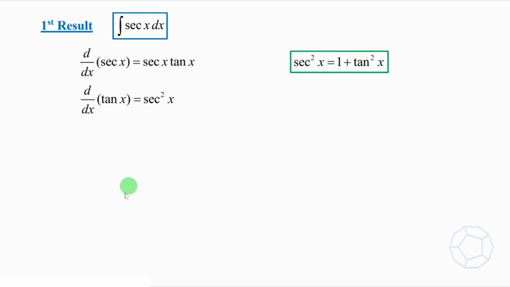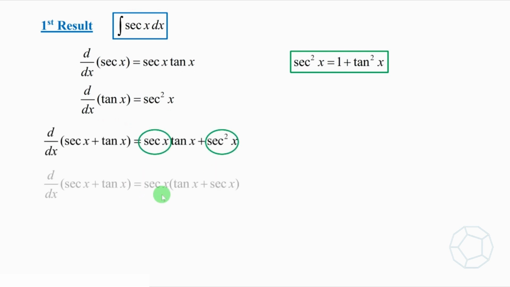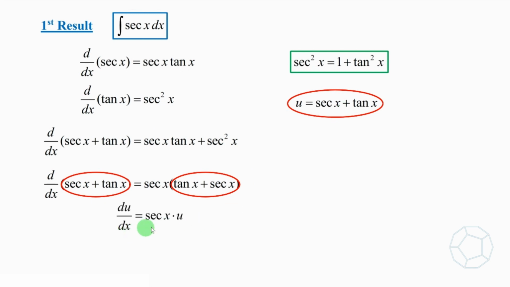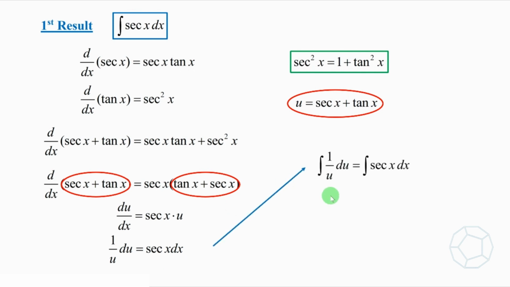Good, let's add them together. Then there's a common factor secant x on the right hand side. Take it out, we have secant x times bracket tangent x plus secant x. You can see that these two brackets are exactly the same. Let's call them u. So the equation is du/dx is equal to secant x times u. Now we put the u terms on the left and x terms on the right. Integrate both sides, we get integrate 1 over u du is equal to integrate secant x dx.